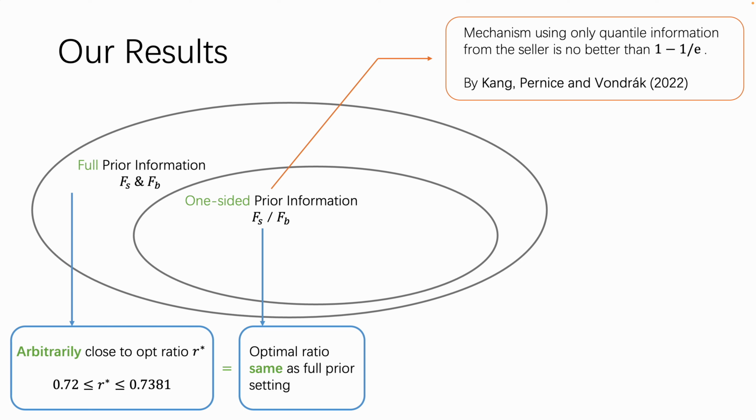But surprisingly, we find that if we do more than only using the quantile information, it will be much better. We prove that the optimal approximation ratio, only knowing the distribution of the seller or the buyer, is exactly the same as knowing both of them. So this means that if we already have the knowledge of one distribution, knowing the other one does not really help in the worst case. And this is our second result.